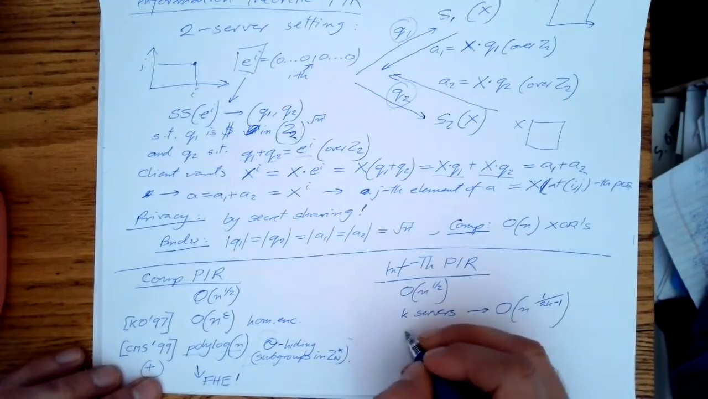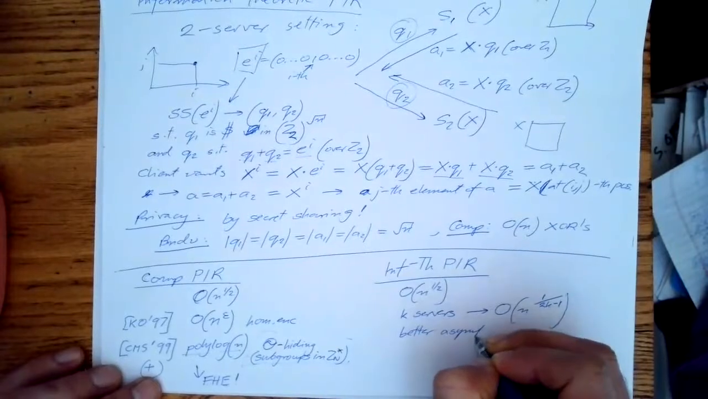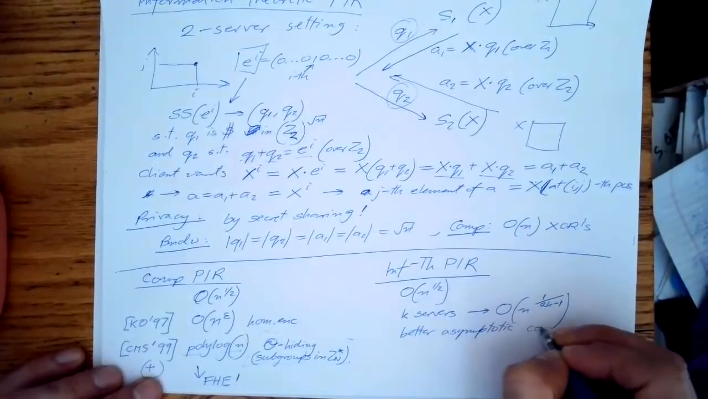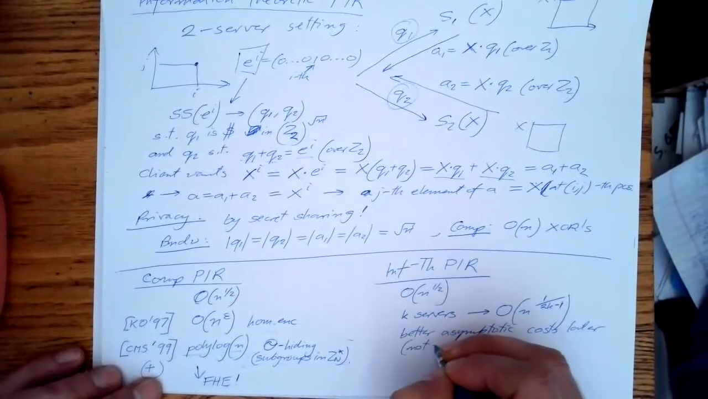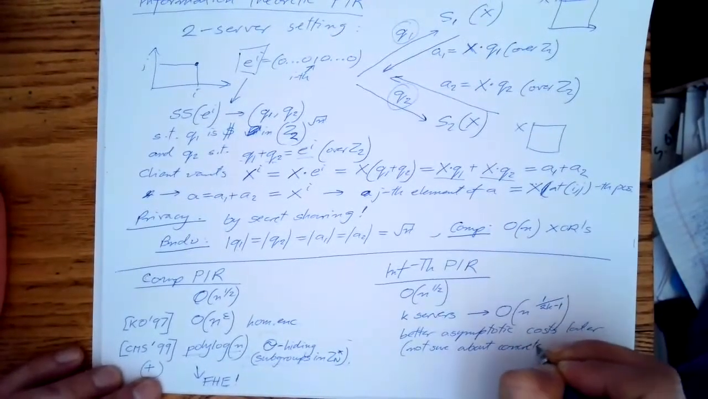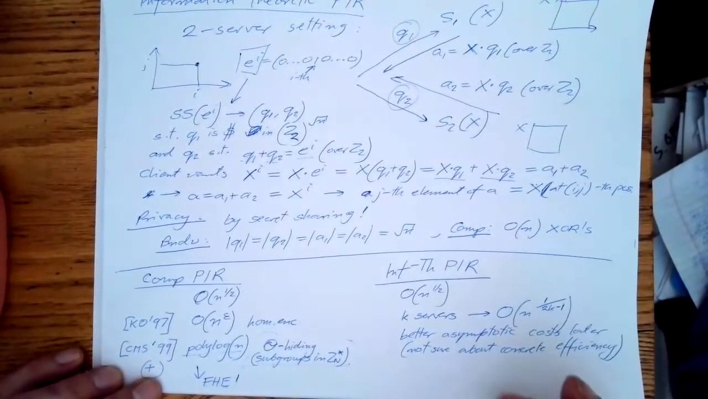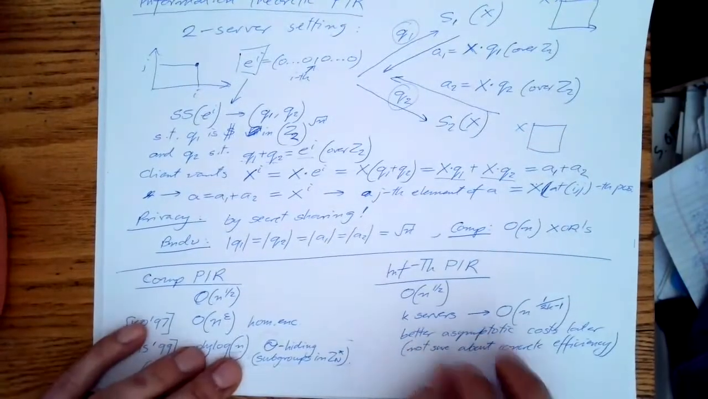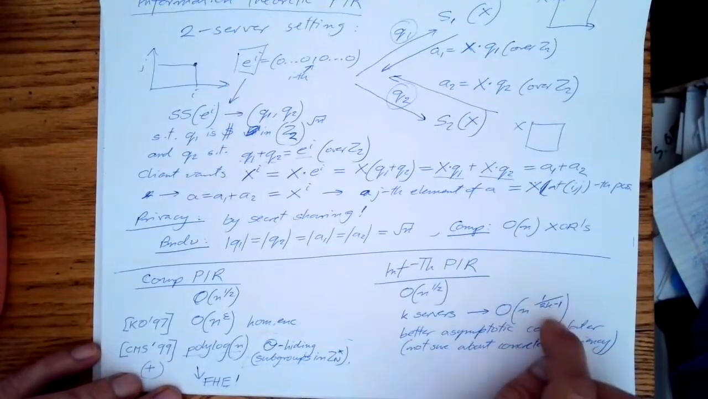And this... there is a better asymptotic cost later, but not sure about concrete efficiency. So some of the... and the asymptotics is not dramatically better than this.